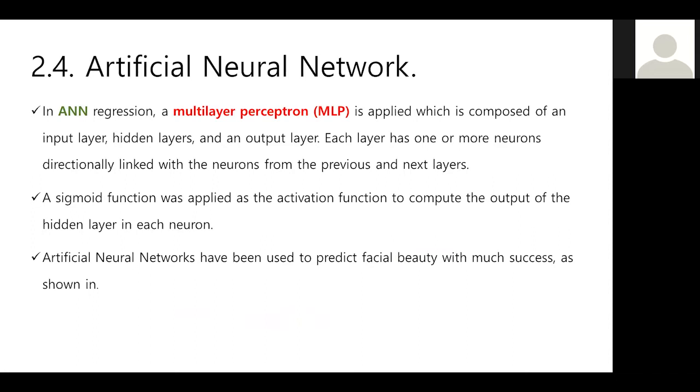In ANN regression, a multi-layer perceptron is applied which is composed of an input layer, hidden layers, and an output layer. Each layer has one or more neurons directionally linked with the neurons from the previous and next layers. A sigmoid function was applied as the activation function to compute the output of the hidden layer in each neuron.